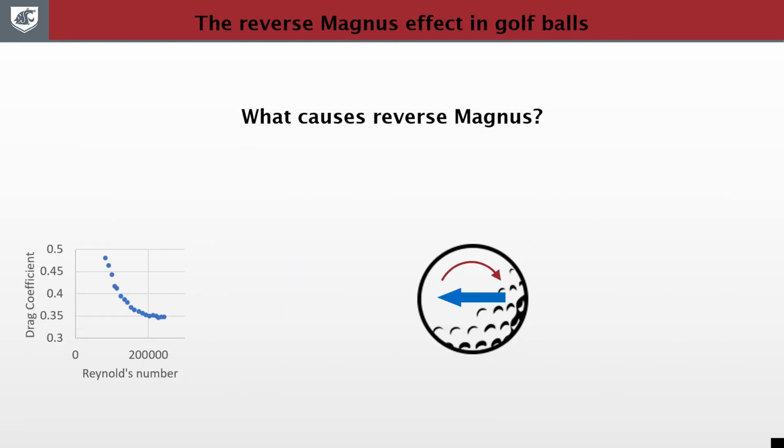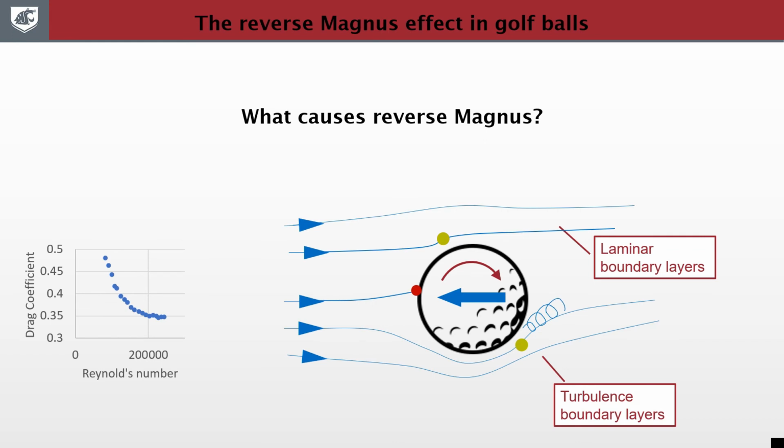We've shown the reverse Magnus effect is real and occurs for many golf ball models, but why does it exist? Consider a ball with a backspin traveling to the left at a speed roughly in the middle of the drag crisis. The top of the ball is spinning in the direction of the airflow, which reduces its local airspeed. This tends to make the flow on the top of the ball more laminar and moves the separation point forward. The bottom of the ball is spinning against the direction of airflow, which increases its local airspeed.